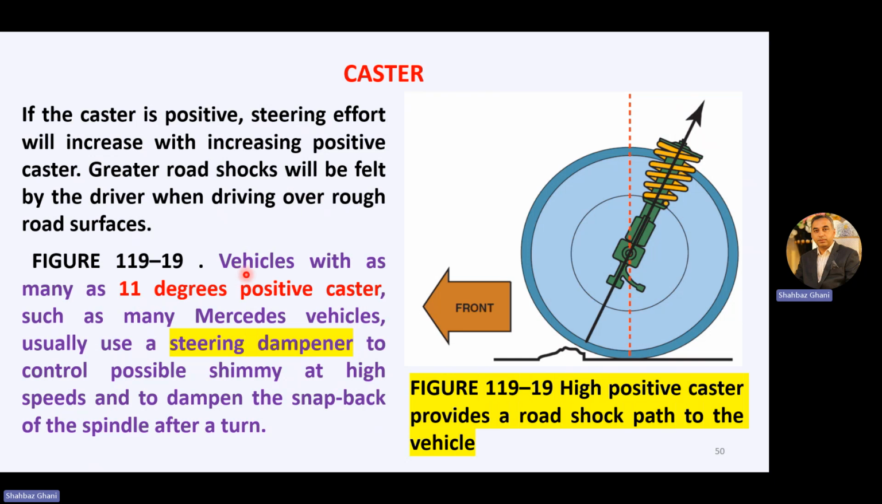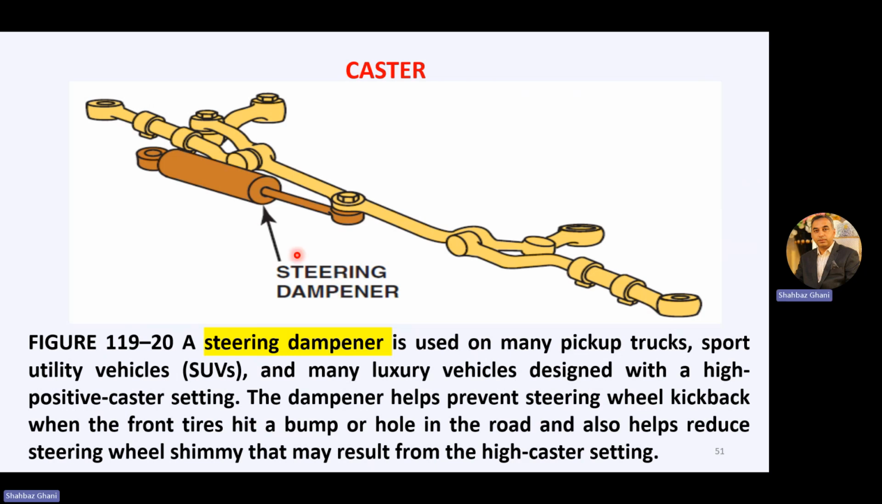So vehicles with as many as 11-degree positive caster, such as many Mercedes vehicles, usually use a steering dampener to control possible shimmy. Shimmy is the alignment problem in the horizontal direction at a high speed, and to dampen the snapback of the spindle after turns. So this is your steering dampener, which is used in the modern vehicles.